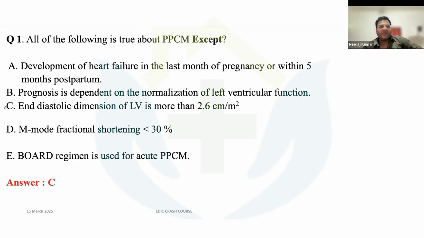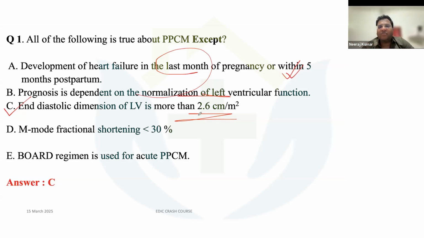Okay, so the answer is C here. The in-diastolic dimension of more than 2.6 centimeter per meter square is wrong. Most of the time, heart failure appears or PPCM develops in the last month of pregnancy or within 5 months postpartum. So many of these patients will have PPCM symptoms within 5 months postpartum. And if the normalization of the left ventricular function happens very early, the patient will have a good prognosis.